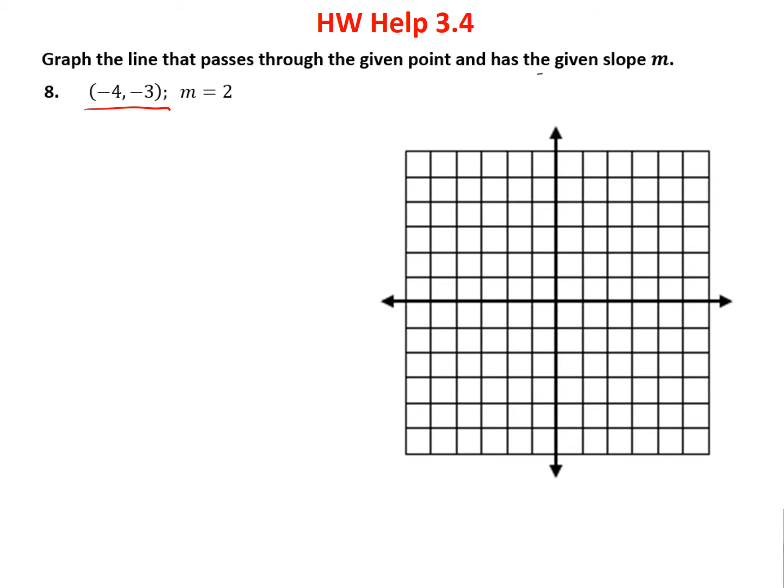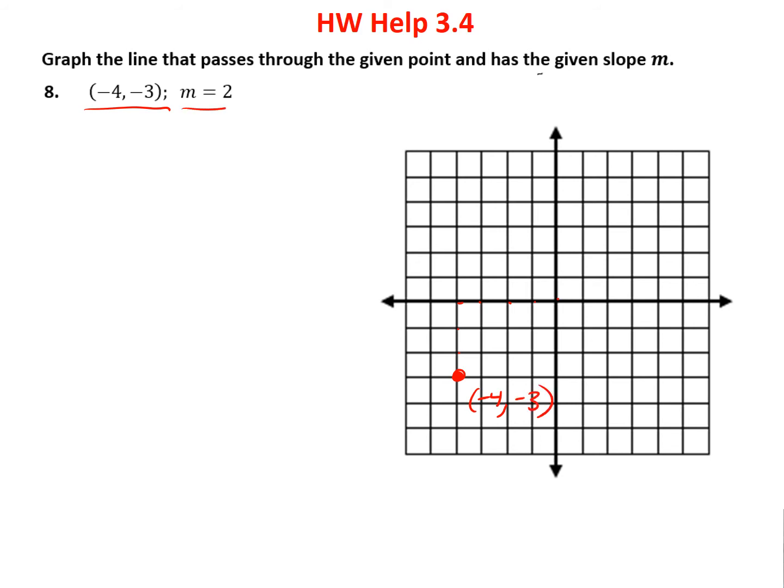So we start with this point, and we're going to go to the origin, and x is minus 4, so I count to the left, 1, 2, 3, 4. y is minus 3, so we go down 3, and there's my first point. And the point is, of course, minus 4, minus 3.